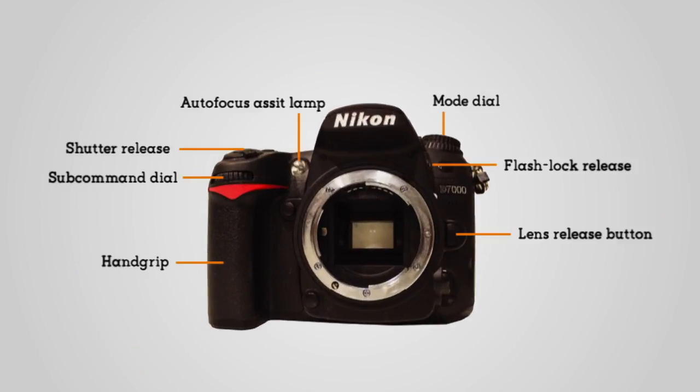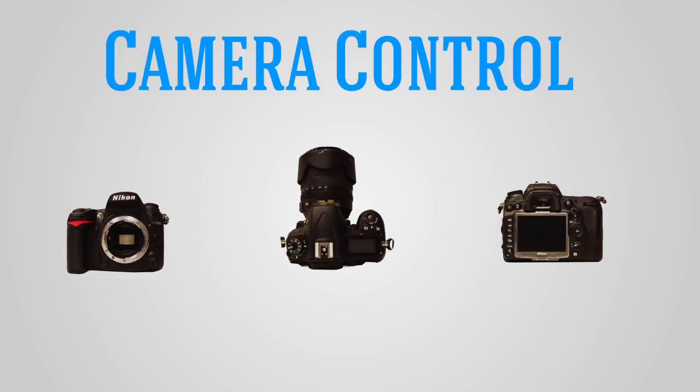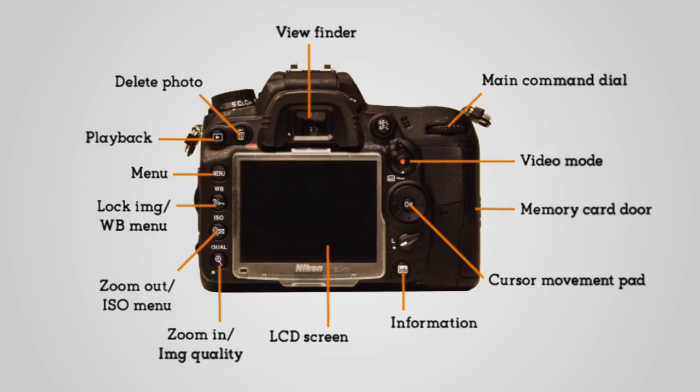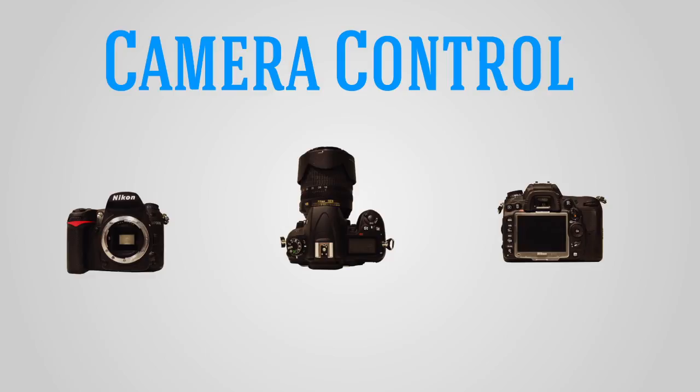The most important buttons that all beginners should understand are the shutter release for taking the photo, the mode dial to change the camera to different modes, the main and sub-command dials to adjust the settings, and the menu button to set all of the important elements of the DSLR camera before you get ready for shooting.